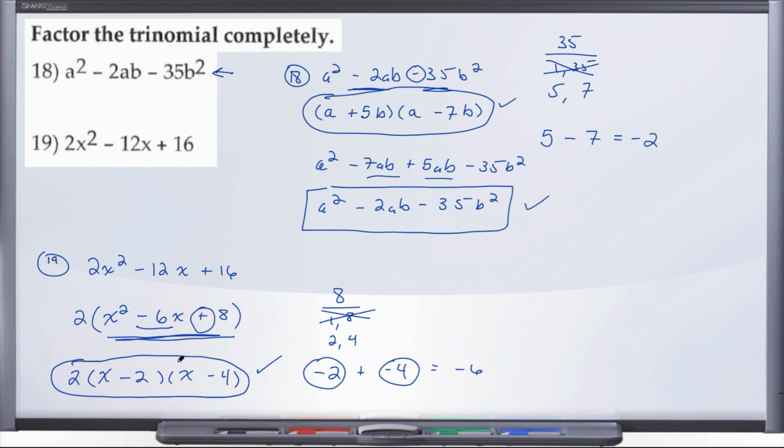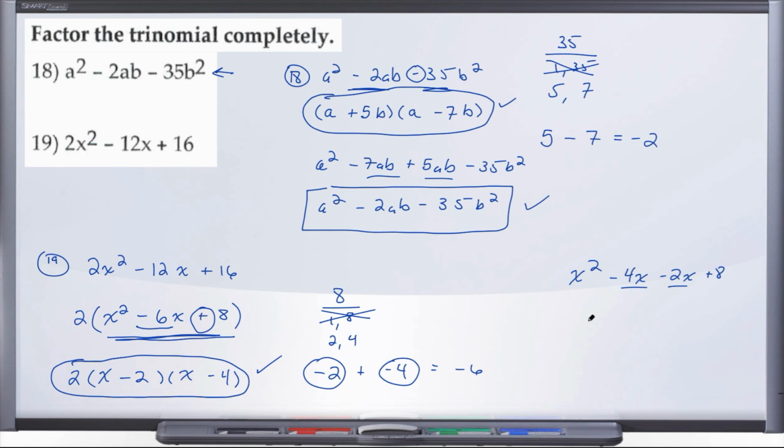All right, if it were me taking this test, I would probably go ahead and just FOIL these 2 binomials together, and then whatever that result is, then distribute the 2 through. So let's go ahead and do that. So we have x times x, well, that's going to give us an x squared. X times -4 is going to give us -4x. -2 times x will give us -2x. -2 times -4 will give us a +8.